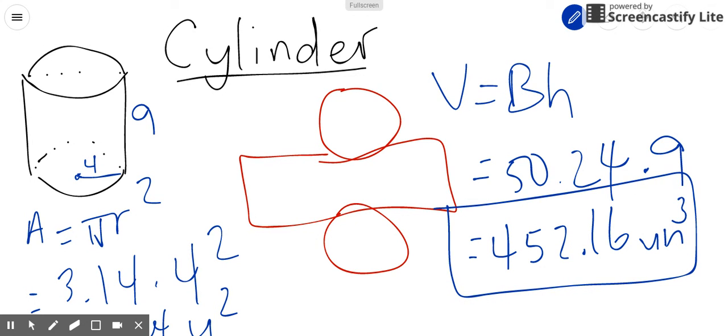So cylinders are the same way: area of the base times the height. We just have to remember that the area of a circle is pi r squared.